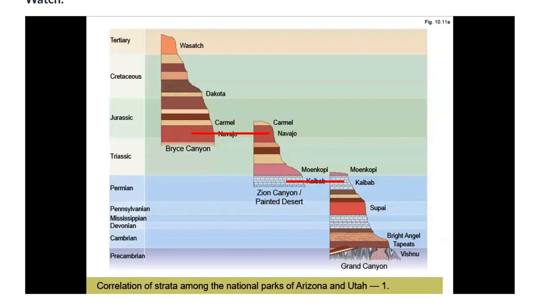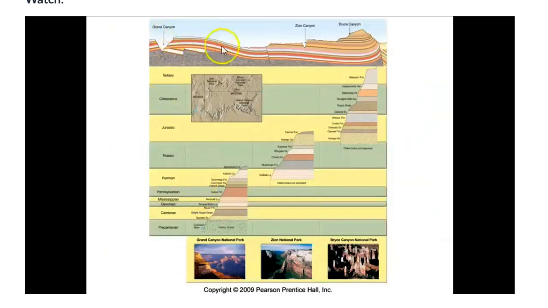And here we can see a nice example of a cross-section showing Grand Canyon, Zion Canyon, and Bryce Canyon. And again, the overlapping of these units provides a very long and comprehensive history of this area.